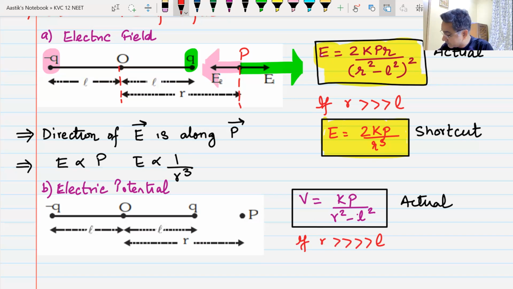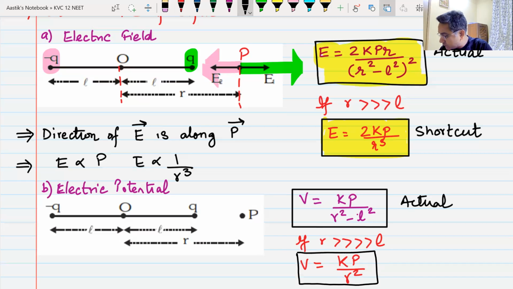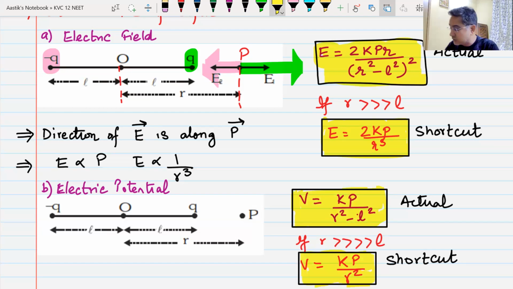So the shortcut formula becomes Kp by R square. L is very less, so we can neglect it. So this is the shortcut formula. You'll have to remember these two formulae, the actual formula as well as the shortcut formula. I hope you understand them.